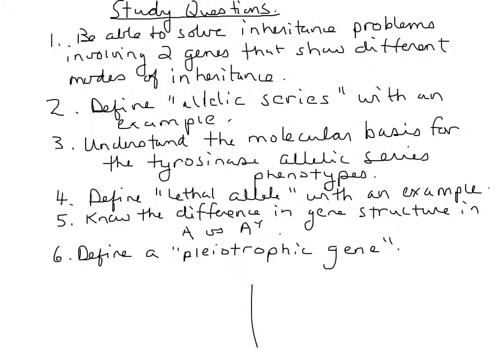You should know what the gene product is, it's tyrosinase, and you should know what the four different alleles encode with regards to tyrosinase and how they affect phenotype. Four, you should be able to define the term lethal allele with an example. We discussed the agouti allele in this past lecture, and it's in your textbook. Five, you should know the difference in gene structure in the agouti A versus A superscript Y allele, and what effect that gene structure has on phenotype. Six, you should be able to define a pleiotropic gene with an example. And that concludes this part of the lecture.